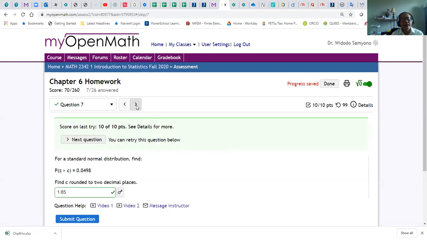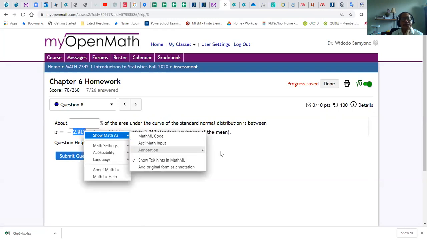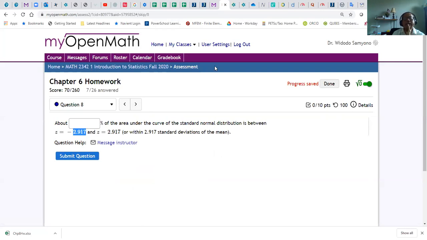Okay, so number 7, number 8. In this case, you're looking for the area between negative 2.917 and 2.917, right? And because you're looking for a percentage, you multiply by 100%, okay? So this is the number you need to put there, okay? 2.917, right? Okay, this is number 8.